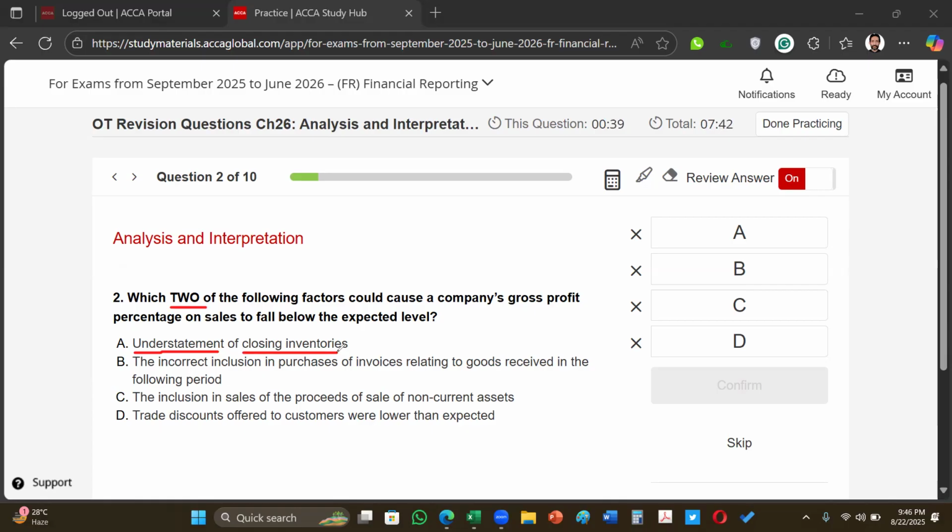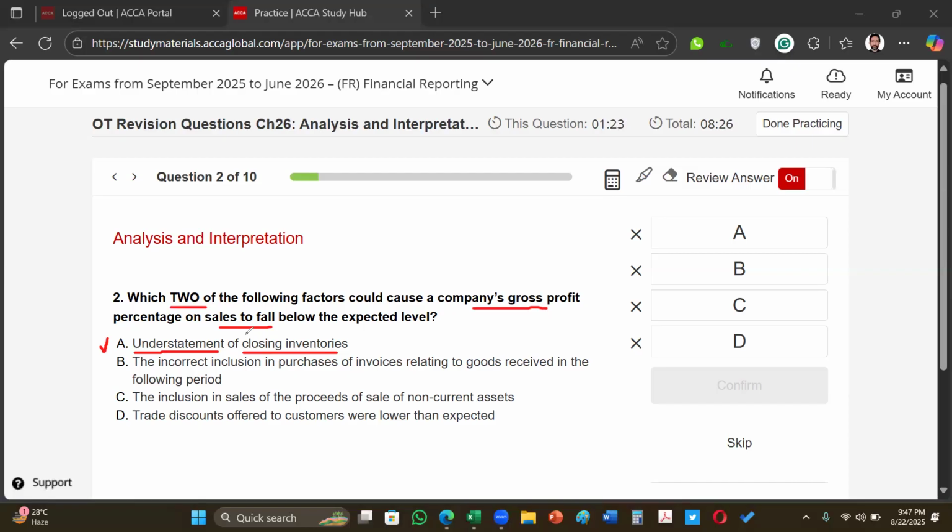So if the closing inventory is a low figure, this will result in a higher cost of sales, and a high cost of sales would lead to a lower gross profit figure, or the lower gross profit percentage. When the closing inventory is less, the cost of sales becomes higher, and when the cost of sales is higher, the gross profit percentage will fall. So one of the options is A. Remember, we are looking at two options. Since the closing inventory is less, the cost of sales will be higher, and the gross profit percentage will be low.